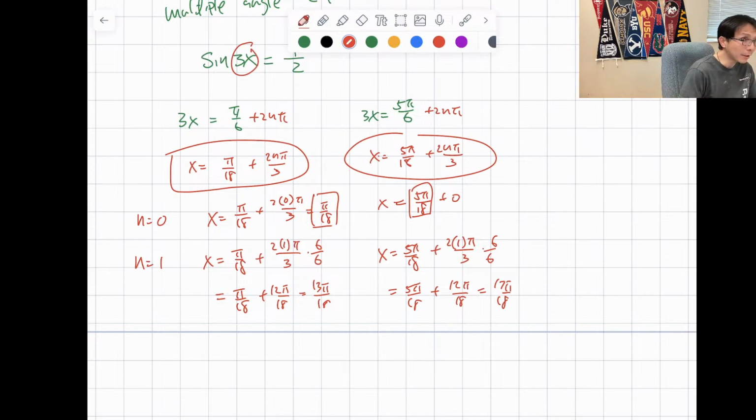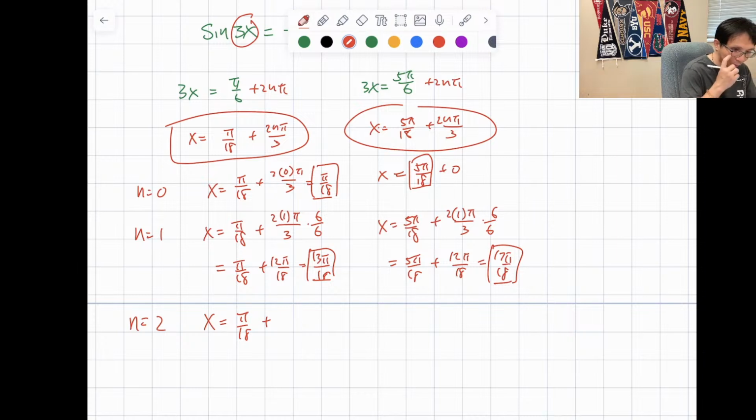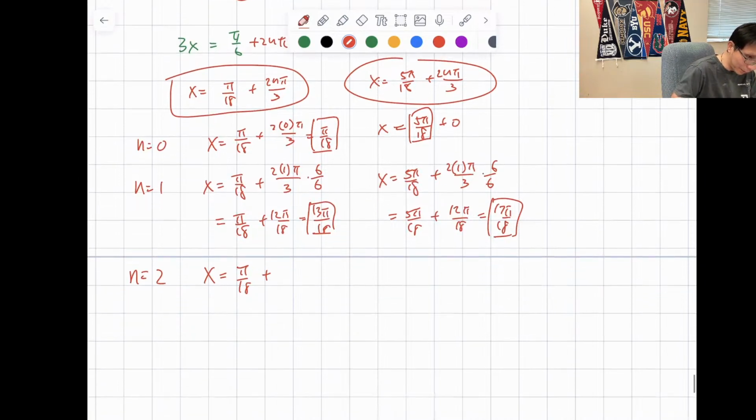Now it's 0 to 2 pi, so we're going to do one more. We only have 4 solutions. We're going to do another one. N equal to 2, so x equals pi over 18. We realize that each time we're adding 12 pi over 18. Last time it was 12 pi over 18. This time it's going to be 24 pi over 18.